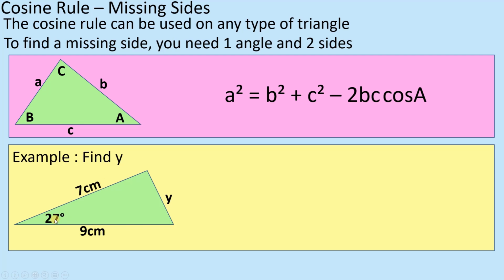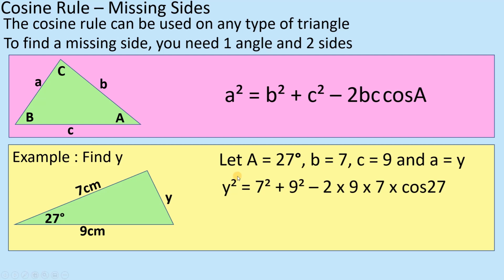Let's have a look at an example in terms of applying that. You've got a 27-degree angle here, that's the one you're after, and you've got these two either side. What we are really focused on is what's A, what's B, and what's C. If this is the angle, then that has to be capital A, and this one here is little a, and therefore these two need to be B and C. So if we plug all those in, capital A is 27, B is 7, C is 9. It doesn't matter which way around these two are, and little a is y. So you've got y squared equals 7 squared plus 9 squared minus 2 times 9 times 7 times cos 27, and all that bit there is take away.